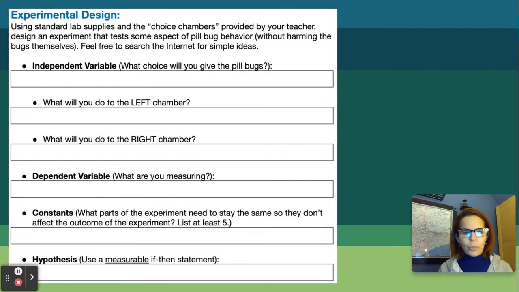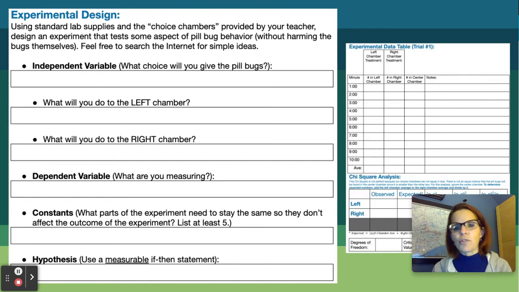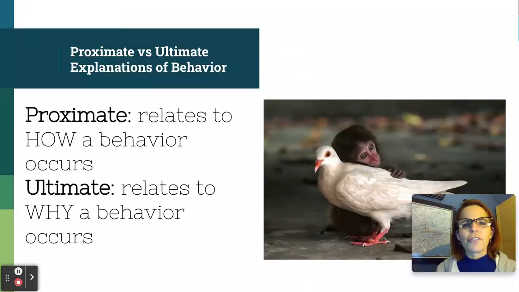All right, and this is what it looks like. You design your experiment with two choice chambers. You're going to measure their movement, and then we're going to take a look at a chi-square. This is what an ethogram would look like, where you just mark how many are in the left chamber and in the right chamber. A real ethogram might have behaviors listed and how many times you're spotting certain types of behaviors. All right, so let's move on from that.